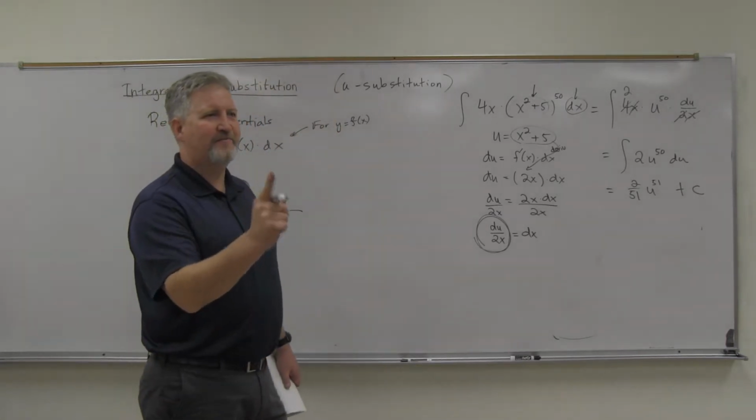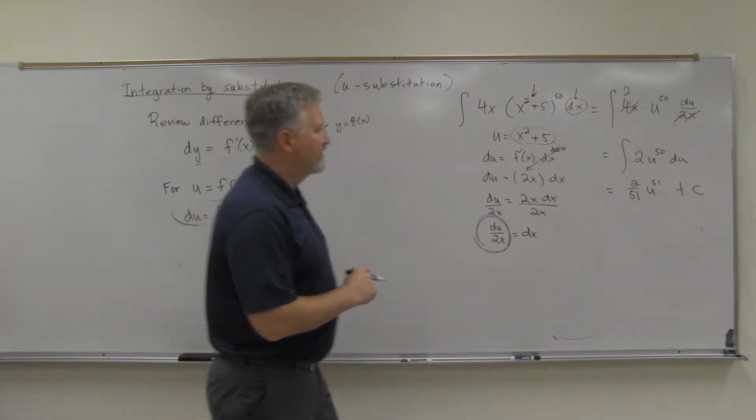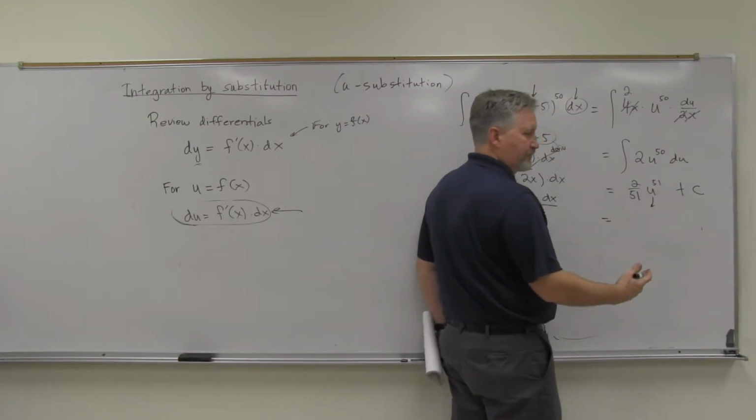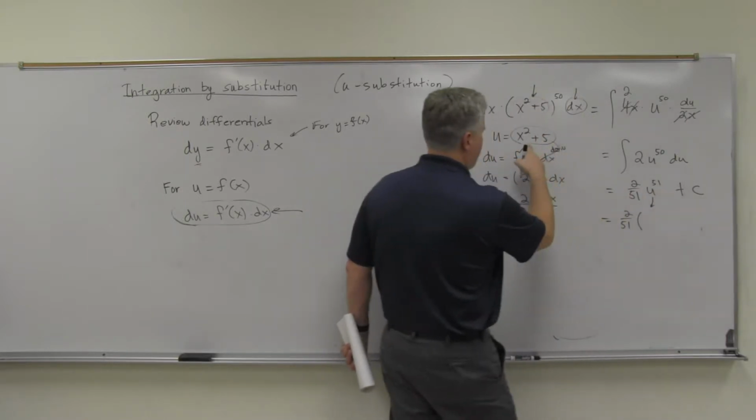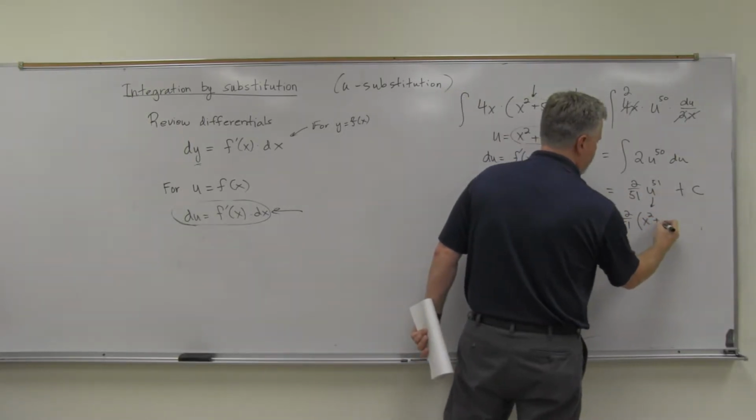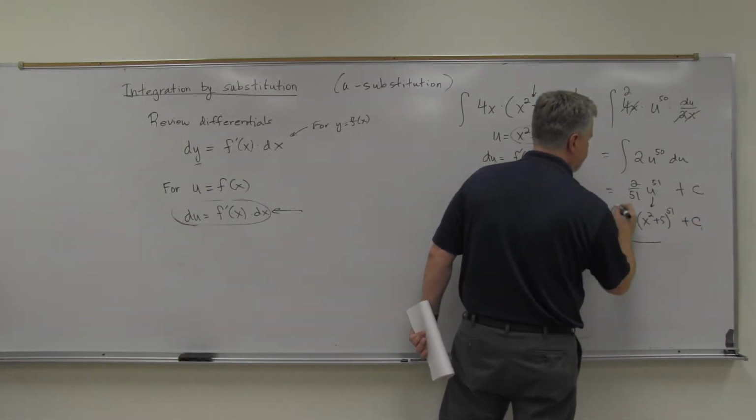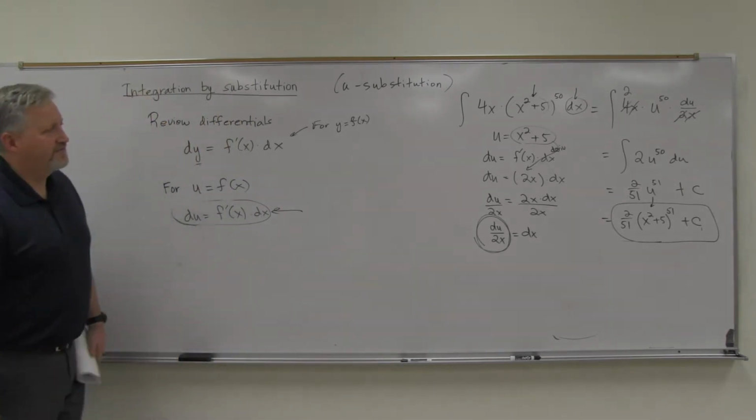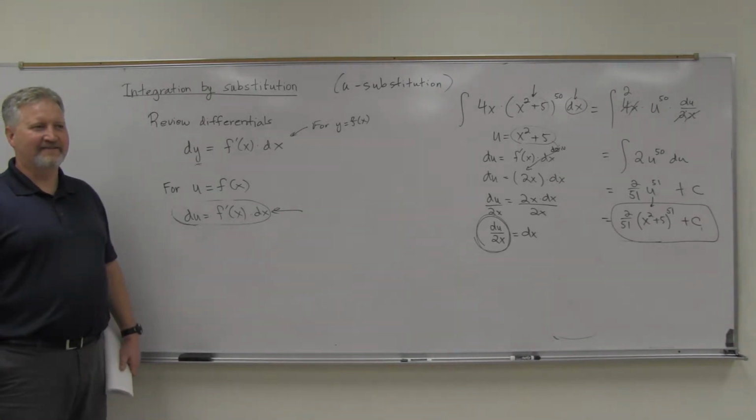Which is a pretty good answer, but since we started out in x, let's go ahead and go back to x's. So now we just resubstitute what u is in terms of x. U is x squared plus 5, so let's put that back in here. So it'll be x squared plus 5 to the 51 plus c. Ta-da! We've integrated that particular integral. Okay?